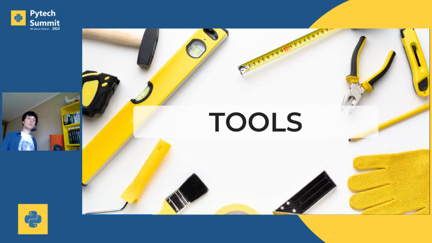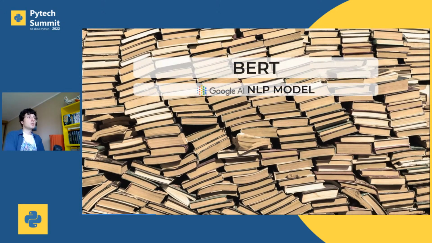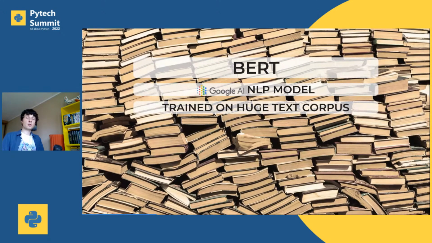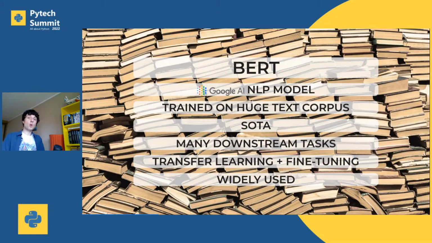So let's first talk about the tools that we're going to use to solve our problem. The first tool is BERT. BERT is a natural language processing model developed by the researchers at Google. It was trained on a huge text corpus. It was trained on BookCorpus and on Wikipedia text. When it was published, it was state-of-the-art, and it supports many downstream tasks by a combination of transfer learning and fine-tuning, and it's very widely used in the industry.